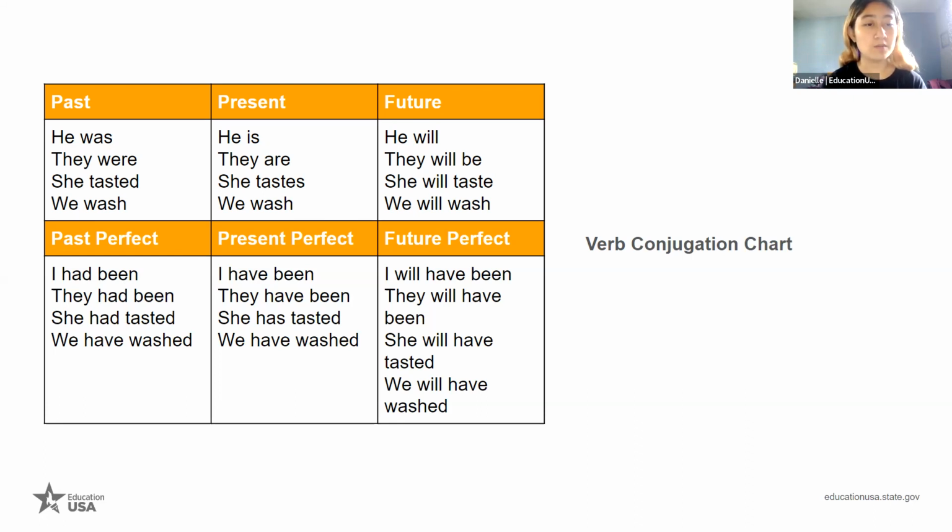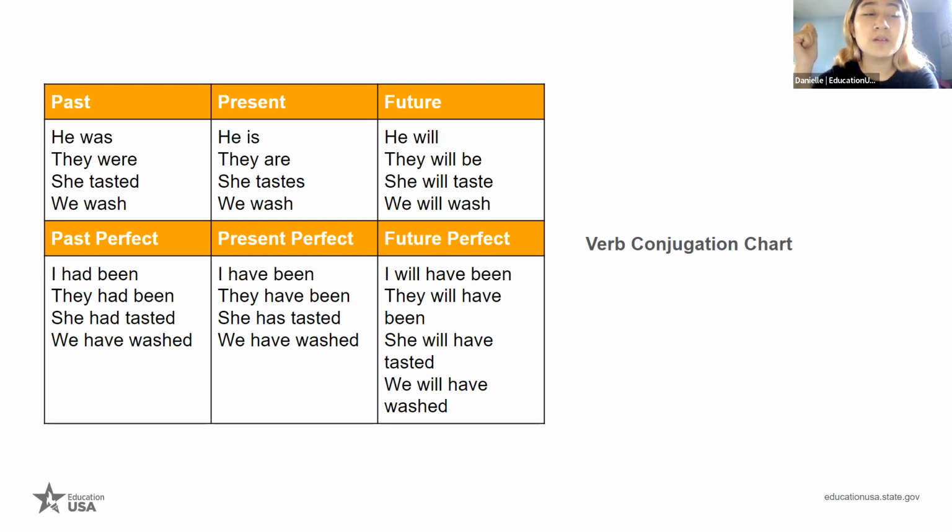So the past form, okay, this is past regular, not perfect, not anything else. He was, they were, she tasted, we washed. This is coming from the present form of the verb: he is, they are, she tastes, we wash. And then the future: he will be, they will be, she will taste, we will wash. So if you remember the present form of these verbs, is, are, taste, wash, then you'll be able to use that to conjugate to the past and the future. For the future, they kind of just add will. That's pretty easy for you guys, with the exception of will be for is and are.